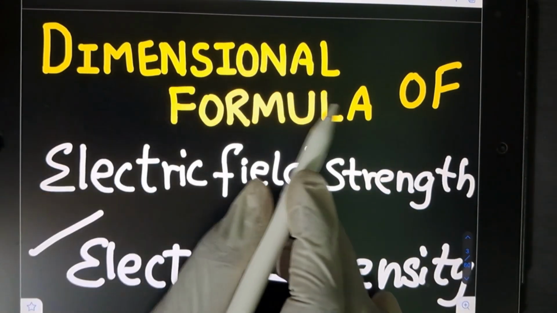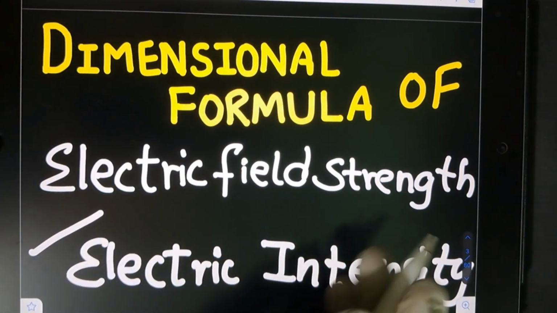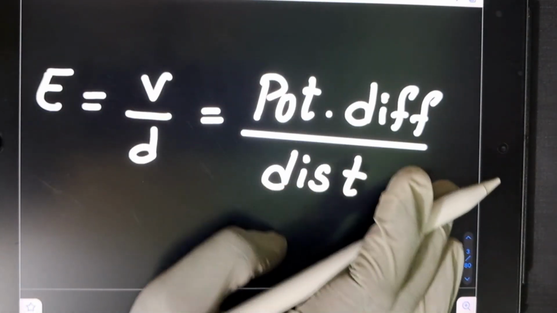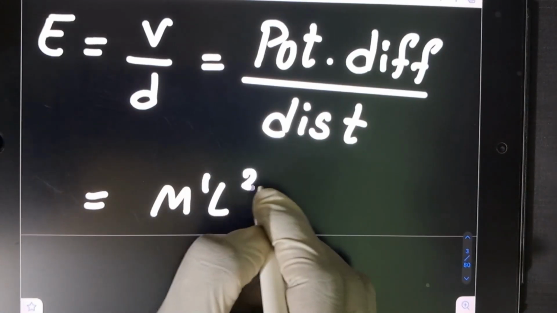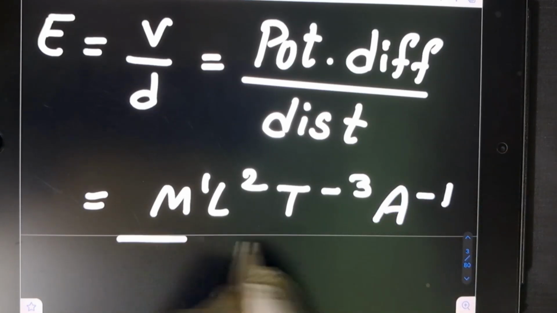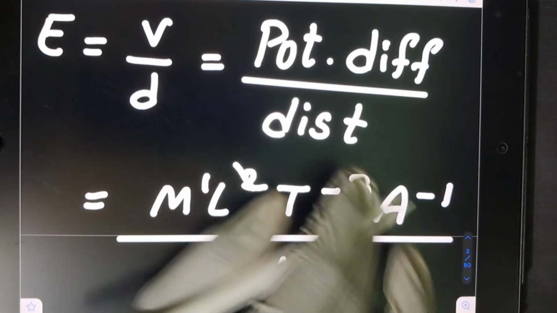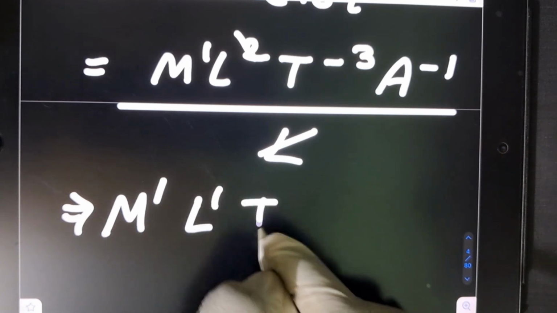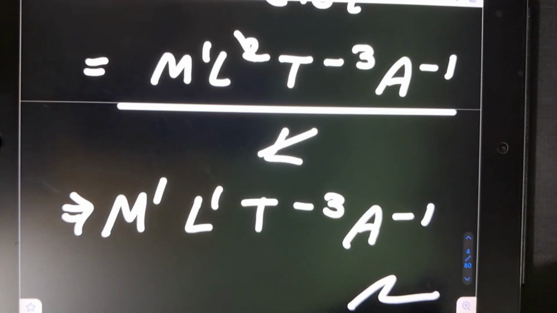To find the dimensional formula of electric field strength or electric intensity, we know that E is equal to V by d, potential difference by distance. The potential difference dimensional formula is M power 1, L power 2, T power minus 3 and A power minus 1, by distance L. So on cancellation of length we get M power 1, L power 1, T power minus 3 and A power minus 1, which is the dimensional formula of electric intensity.